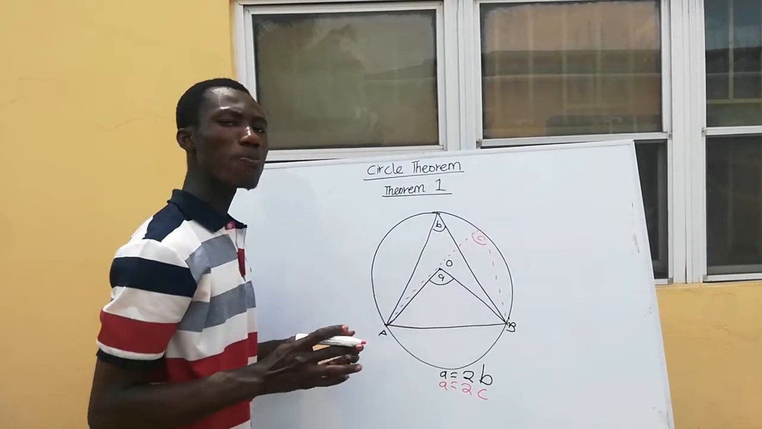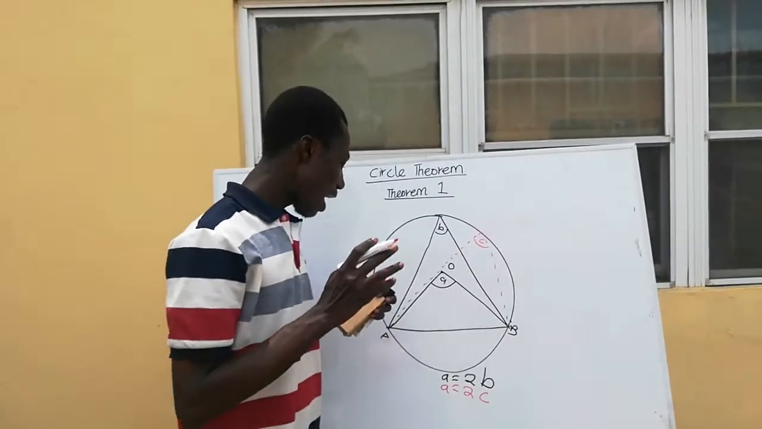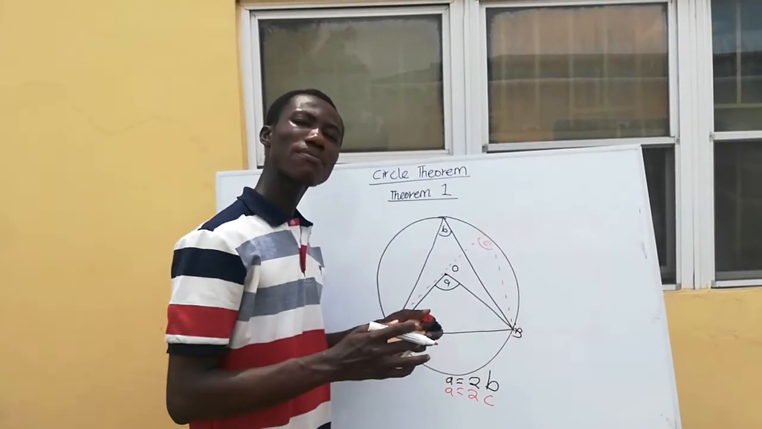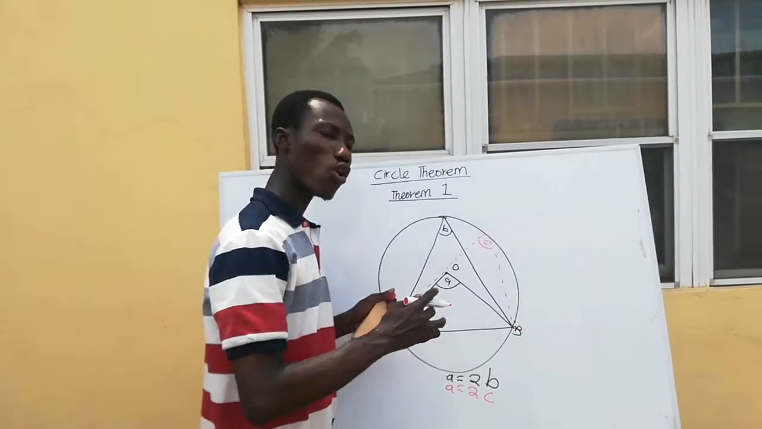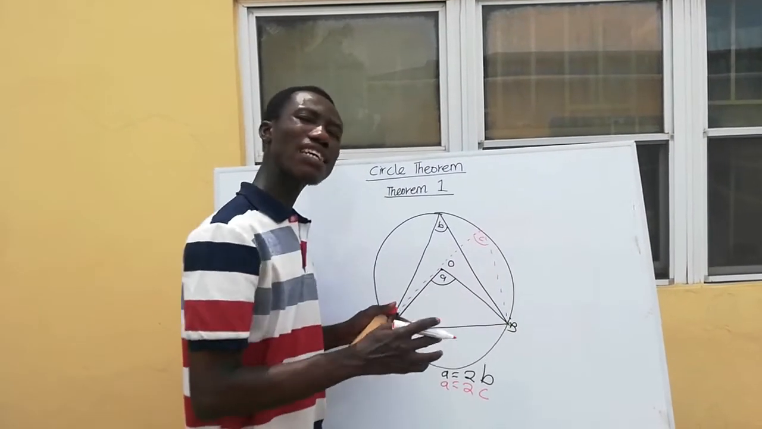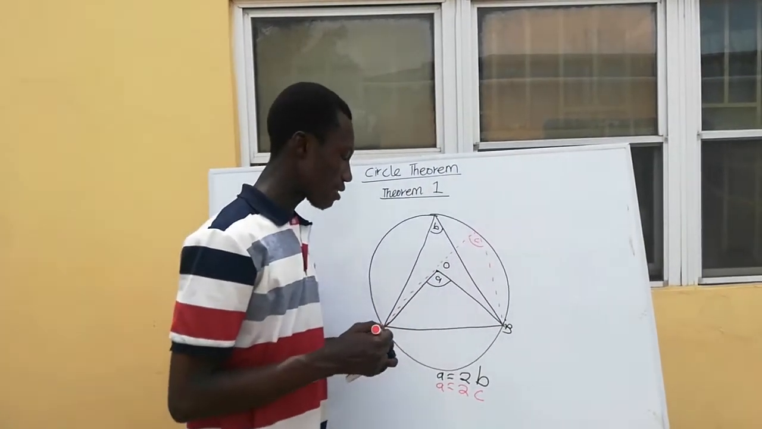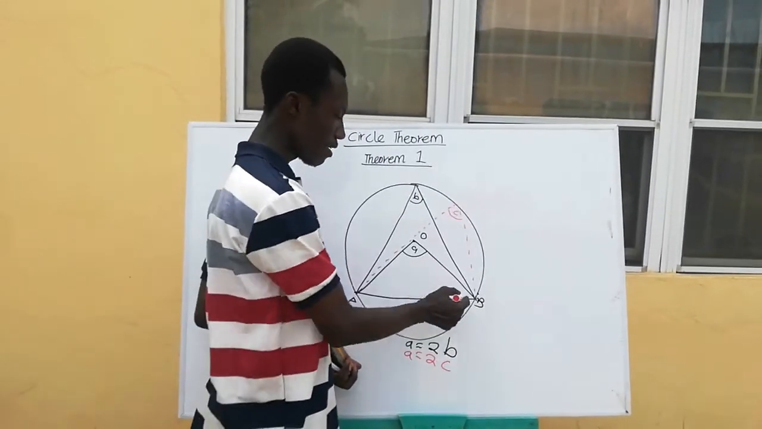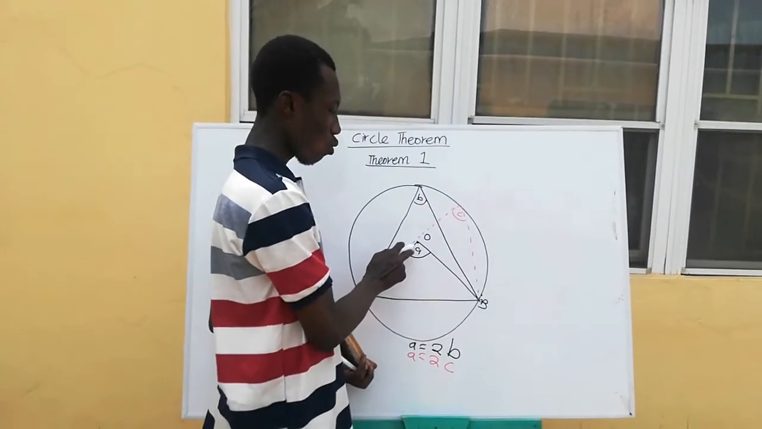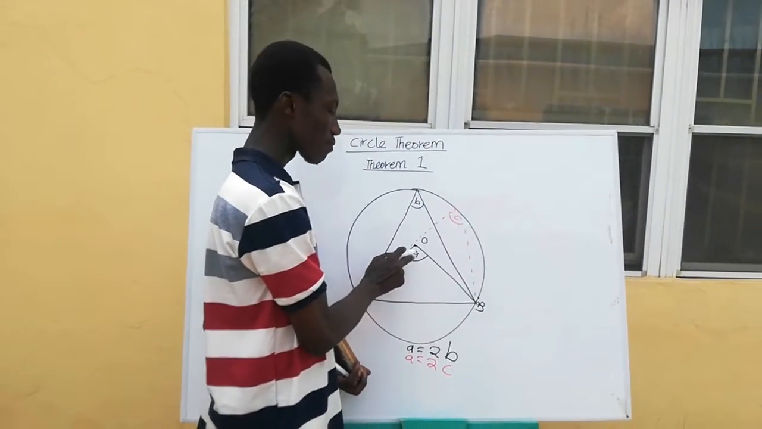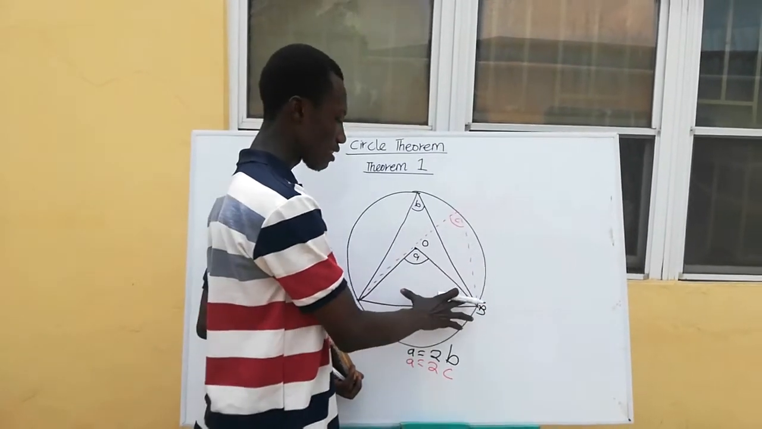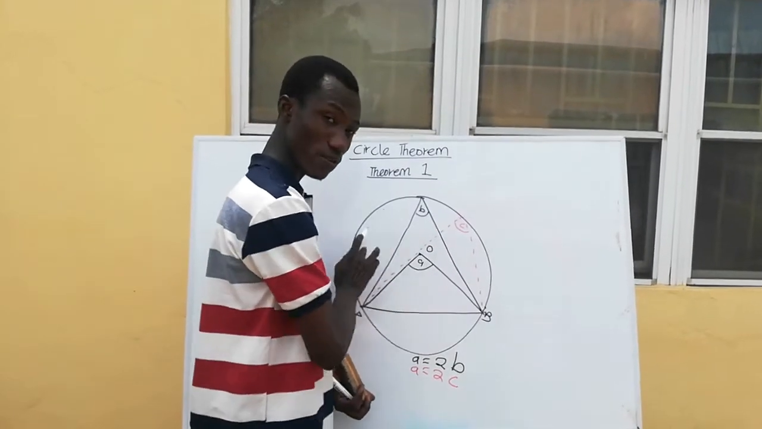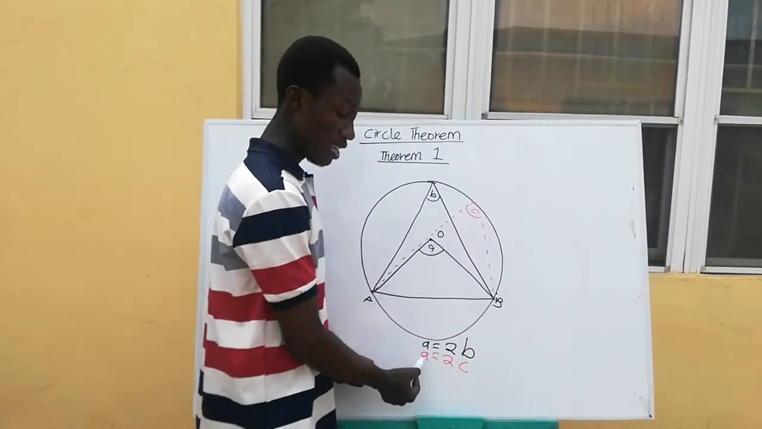So the first rule says that any chord subtending an angle to the center and at the same time subtending an angle to any part of the circumference of the circle, the angle at the center is twice the angle the same chord subtends on the circumference. So chord AB subtends an angle at the center O that is twice the angle the same chord AB subtends to any point on the circumference of the circle. Therefore A equals 2B and A equals 2C.